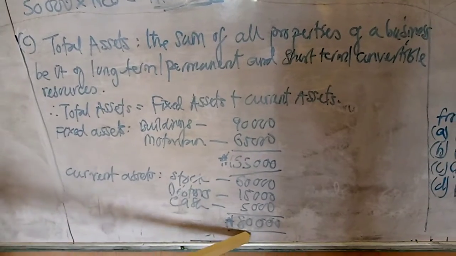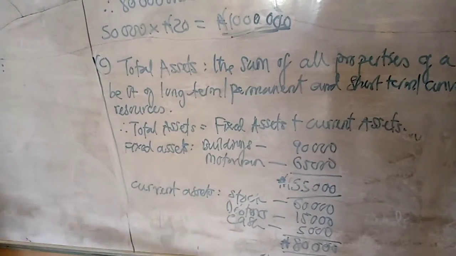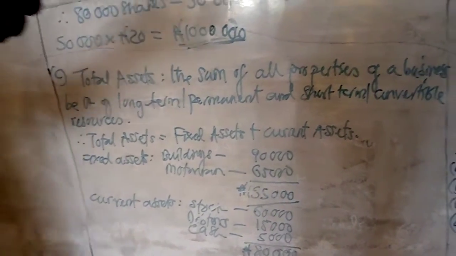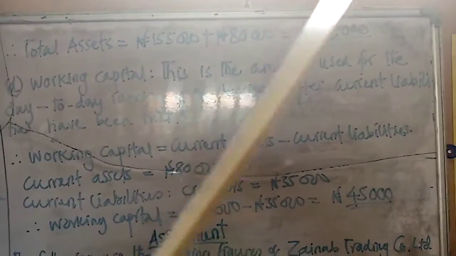Okay, our current assets, which is our stock, debtors and cash, sums up to what? To 80,000 naira. Okay, so the addition of your fixed assets and your current assets equals your what? Your total asset. That is what you have here. Total assets equals 155,000 plus 80,000, 235,000. That is your total asset.